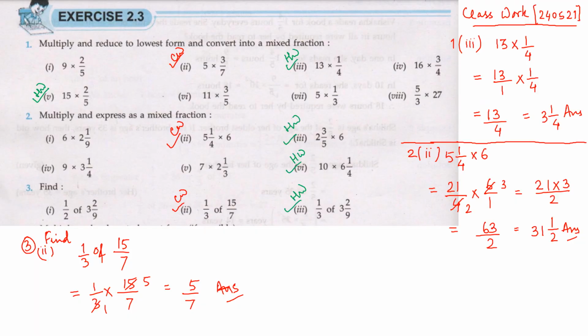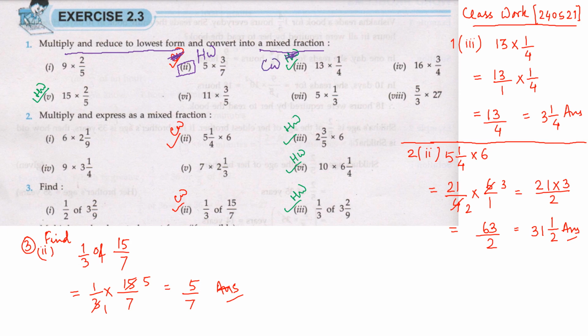So now we came to the exercises. First question. Multiply and reduce to the lowest form. So first you will multiply, and if it is possible, reduce it to lower form, and then convert it into mixed fraction. So moving on to the second part of first question. Oh, by mistake it is done. Okay, second. So this will be your homework, and this is done as classwork.